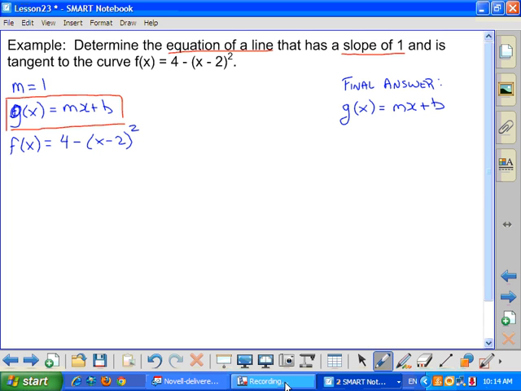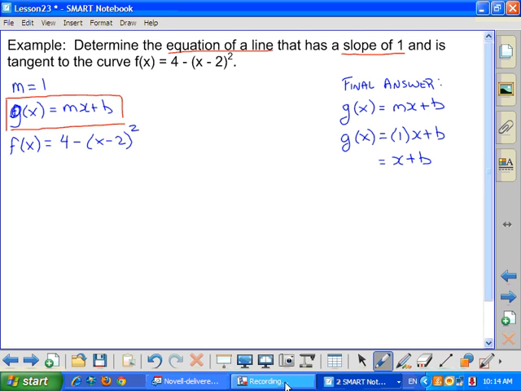Now what do I know? I already know that this line has a slope of 1. So g of x equals 1x plus b, or x plus b. So I just need to find a y-intercept. How am I going to find a y-intercept?